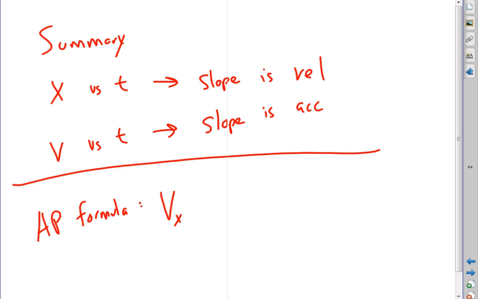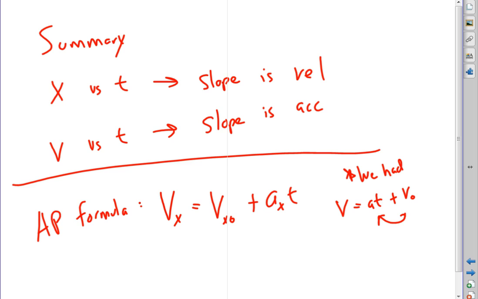And welcome to your first AP formula. This is on your AP formula chart. In fact, it's the very first formula on the top left of that formula chart. You can find it. I recommend that you pull it out, make sure you can. And this is what their formula is. It's Vx equals Vx naught plus Axt. And you're like, we didn't have that. We had something very similar. We had V equals At plus V naught.